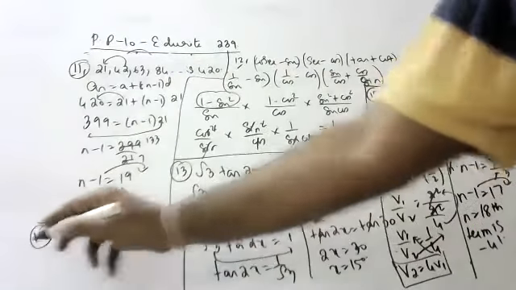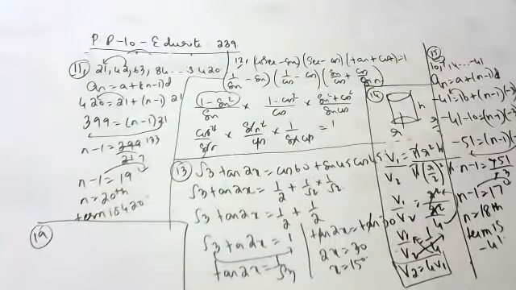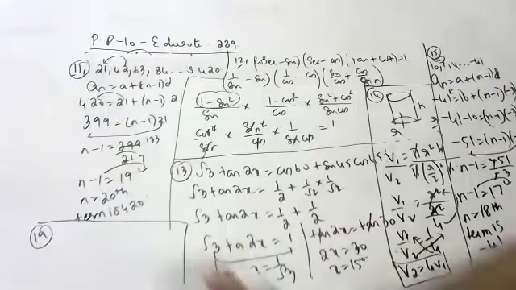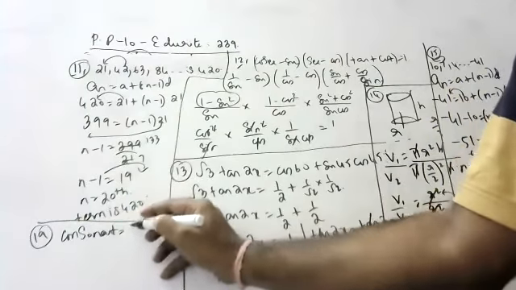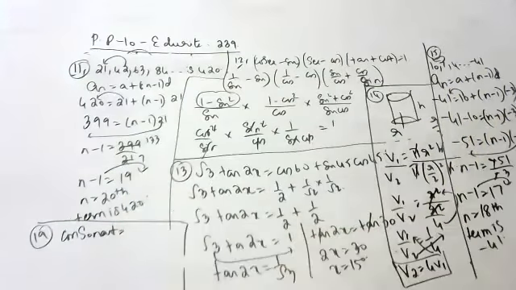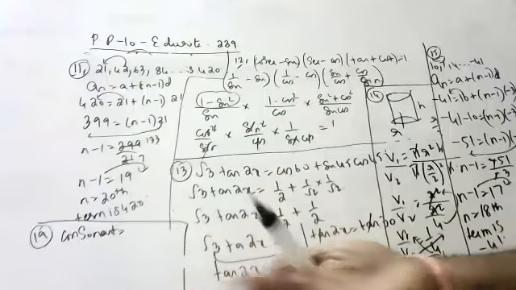What are the questions? A letter of the English alphabet is chosen at random. Determine the probability that the chosen letter is a consonant. How many consonants are there? Total letters are 26. Vowels are 5.